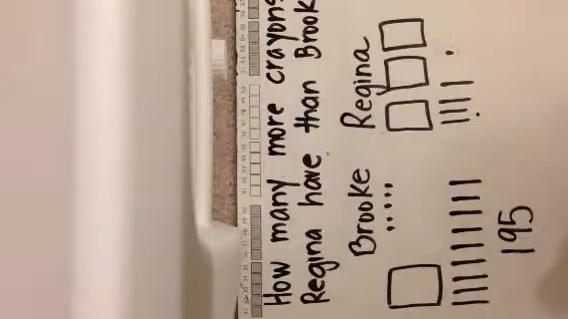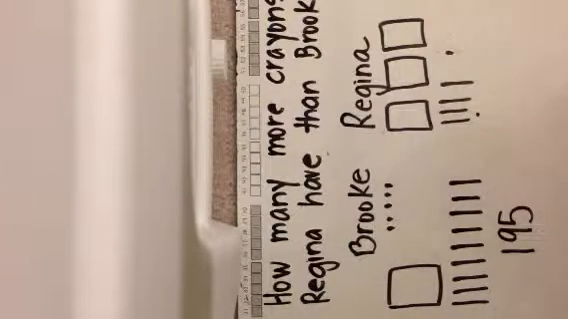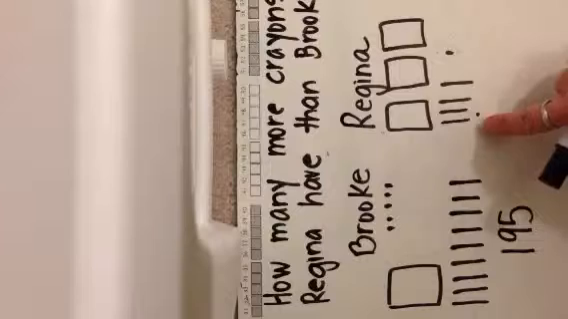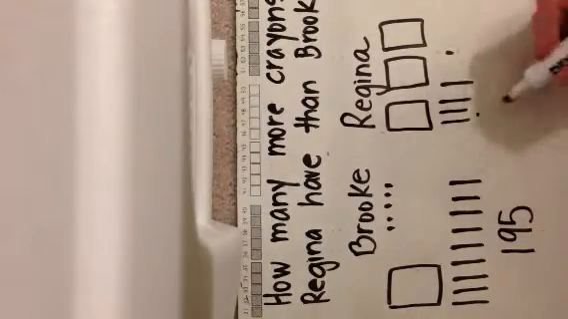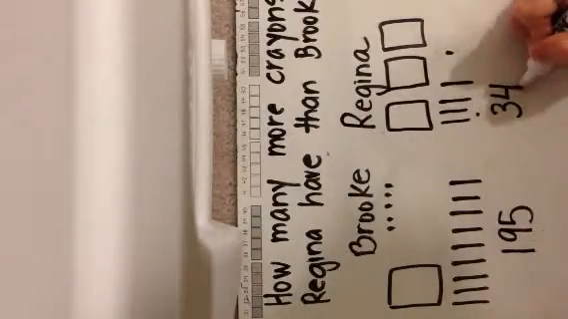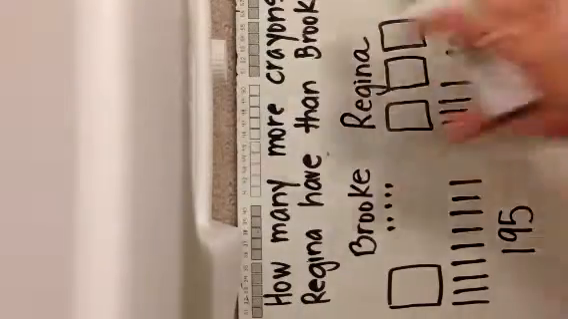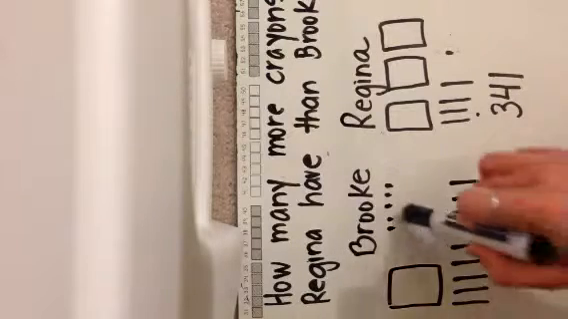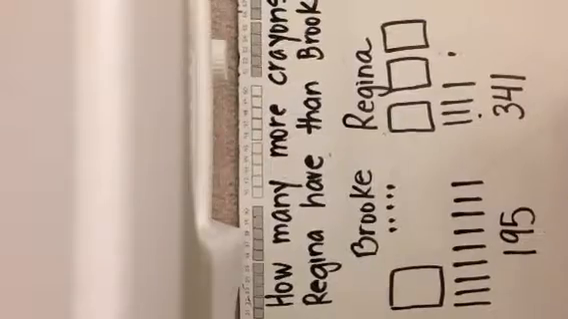We know that a flat is worth 100. We know that a stick is worth 10, and we know that a stone is worth 1. So we would go ahead and count 100, 200, 300, 310, 20, 30, 40, 341. So that would have been our first step, because that would at least show me, oh yeah, she knows how much a flat is worth, she knows how much a stick is worth, she knows how much a stone is worth.